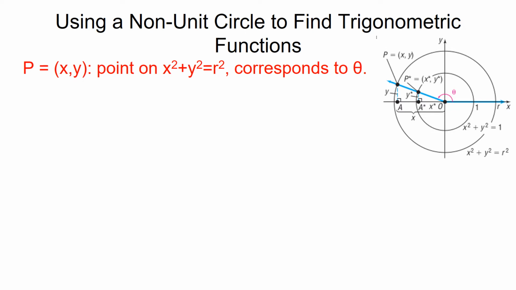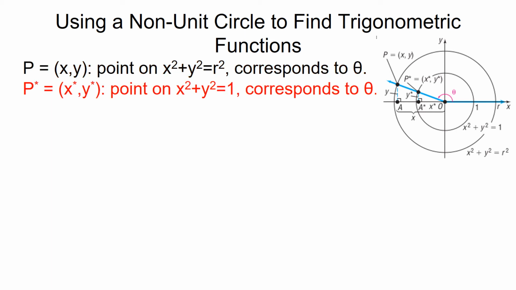The unit circle is very useful for obtaining trig functions of angles, but we can also obtain them for non-unit circles. Let's consider P equals (x, y), a point on a circle centered at the origin, that is, of radius r. Let's say there is a point P star, which equals (x star, y star), and it's on a unit circle that is concentric with the other circle of radius r. Both of them are shown in the figure. Both of these points correspond to the angle theta.